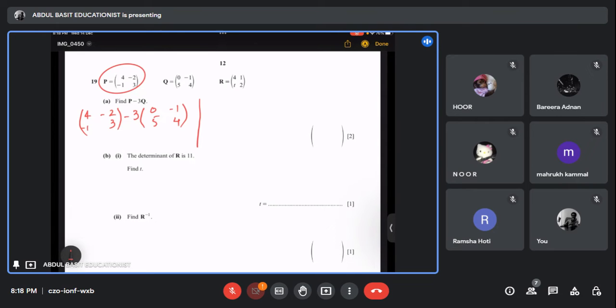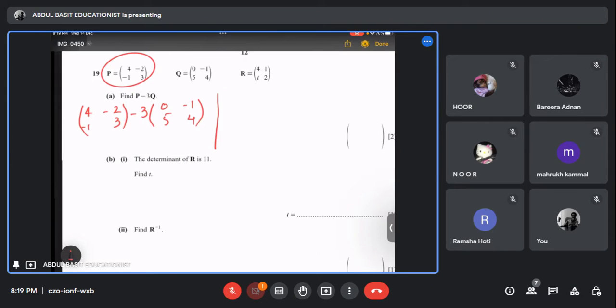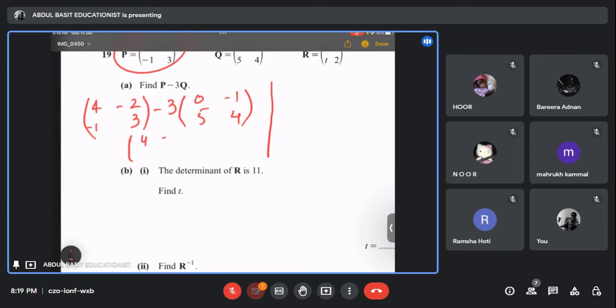Okay, so now it would be something like that: 4 minus 2 minus 1, that would be 3. Okay, minus stays out. 3 multiplied by 0 is 0. Minus 3, 15. 3 fours are 12. Do not multiply minus, okay? Otherwise your question will become a multiplication question and it will become difficult.